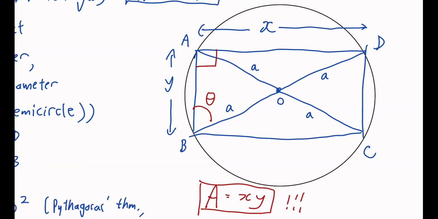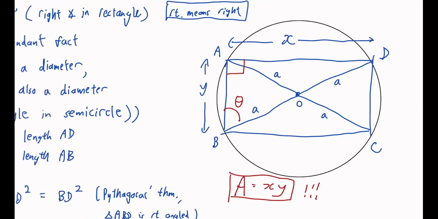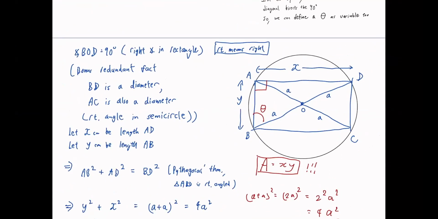Okay, Ken, try yourself. Let me know. Send me your attempt. What is the area of the rectangle in terms of theta? I haven't tried it myself. I'm not so sure. Ken? Okay. Yeah.